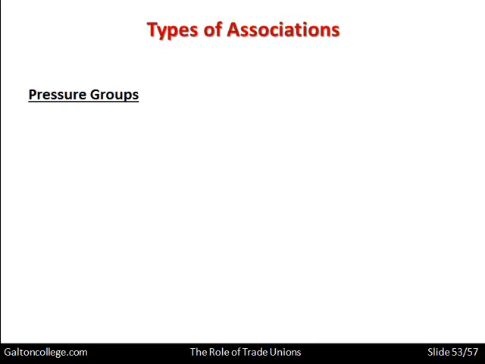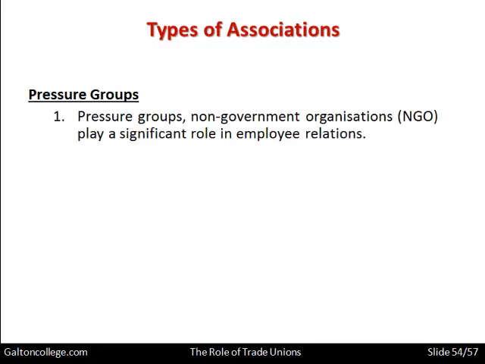Now, pressure groups. Well, pressure groups are non-governmental organisations, NGOs. They play a significant role in employee relations. Pressure groups come into existence for all sorts of reasons, because people see issues that they feel are wrong and they want to influence government, they want to influence employers, they want to influence the trade unions. They could be aimed at any one or all of those organisations. They simply want to make people aware of an unfairness or of some issue, and they want it dealt with.